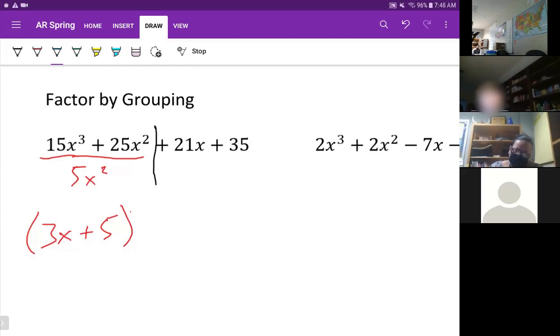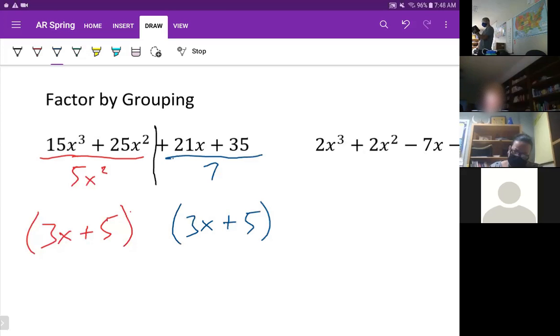So on this other side, you can divide this one by 7. So if you divide that by 7, you have 3x. And then 35 divided by 7 is positive 5. Okay, so you notice you came out with the same thing down here. That's what we wanted.